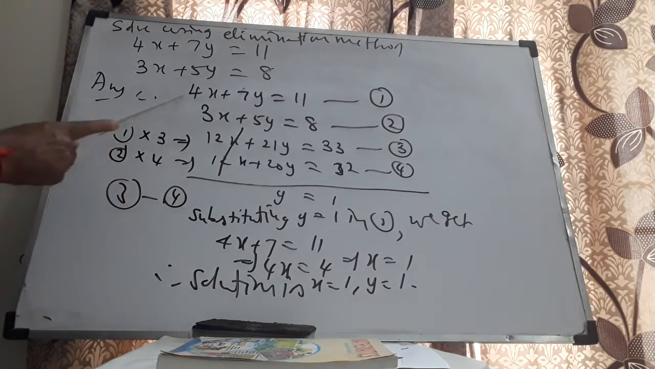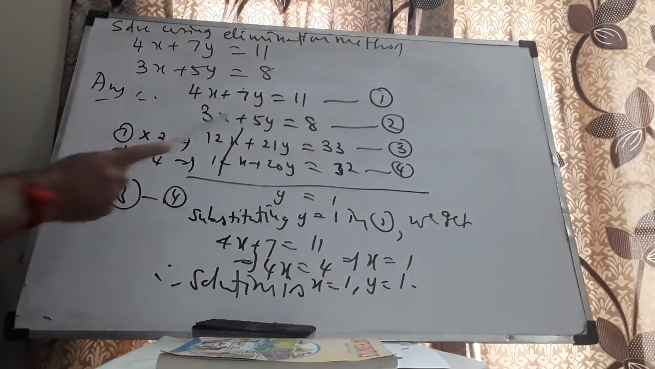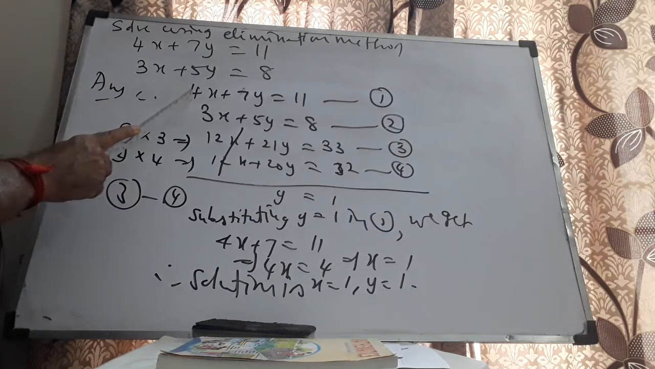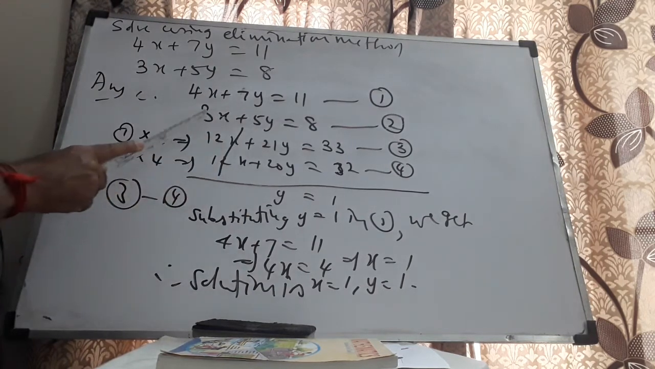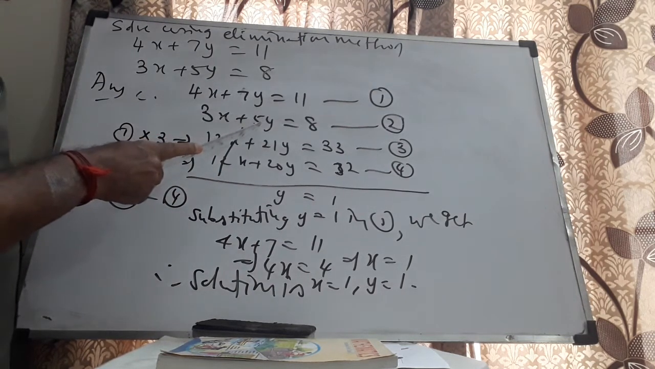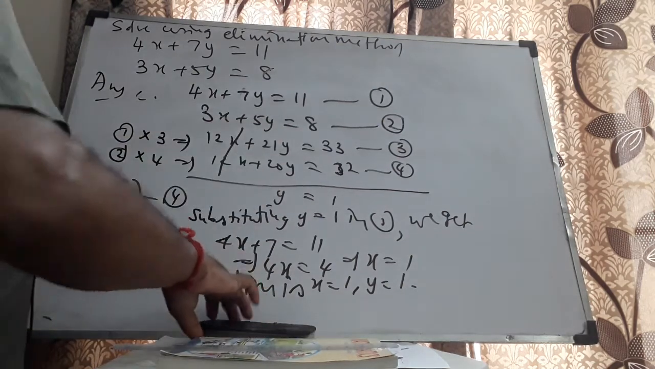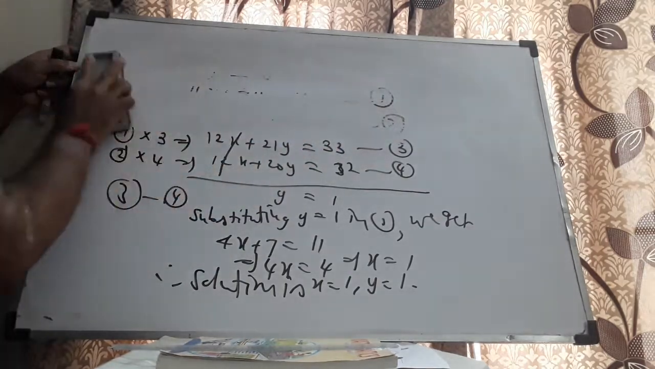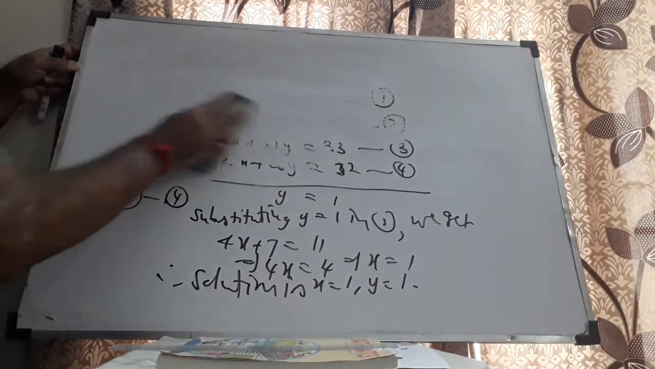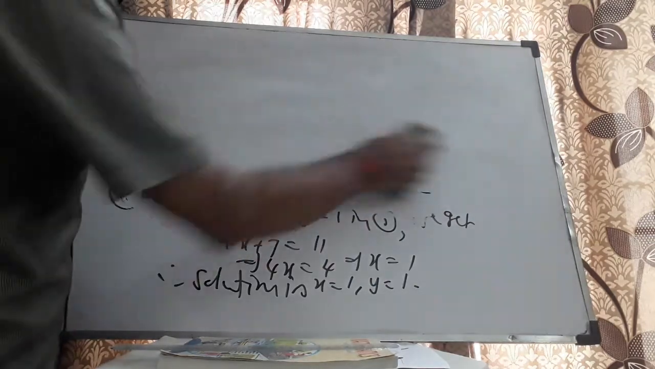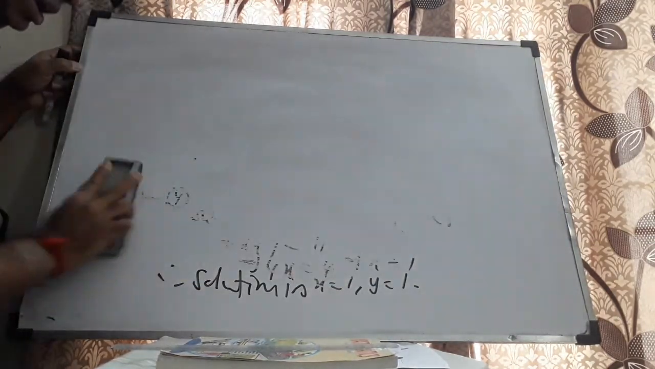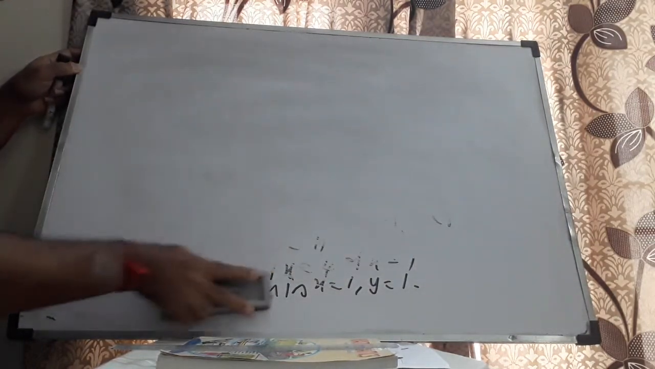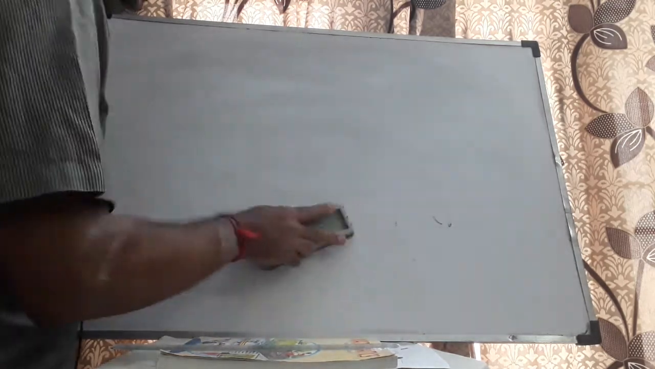Therefore, I get the solution as x is equal to 1, y is equal to 1. I can easily check and verify whether the answer is correct or not. 4 into 1 is 4, plus 7 into 1 is 7, 4 plus 7 is 11. 3 into 1 is 3, 5 into 1 is 5, 3 plus 5 is 8. Therefore, the solution satisfies both the equations. Whatever we get at the end should satisfy both the equations. Therefore, it is called a system of simultaneous equations, because the solution satisfies both the equations simultaneously.